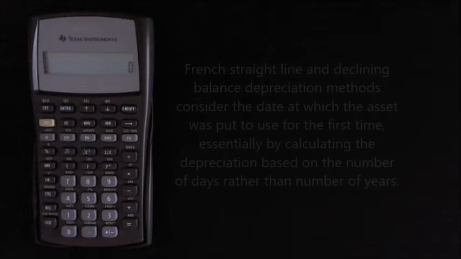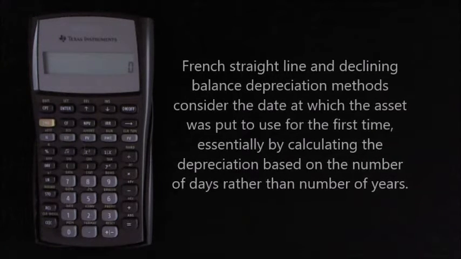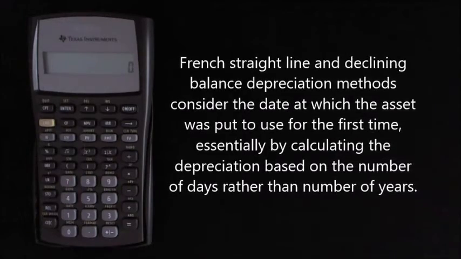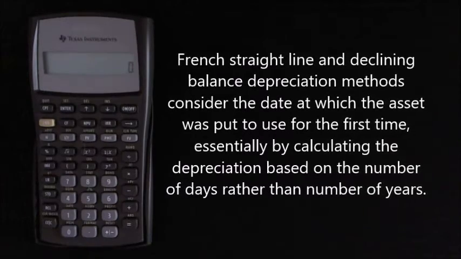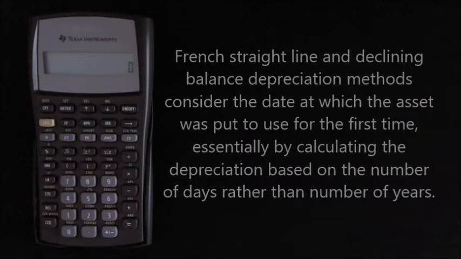These are almost the same as straight line and declining balance. However, the French method considers the date at which the asset was put to use for the first time, essentially by calculating the depreciation based on a number of days rather than based on the number of years. In this tutorial, we'll concentrate on the straight line and declining balance methods, specifically the double declining balance method.